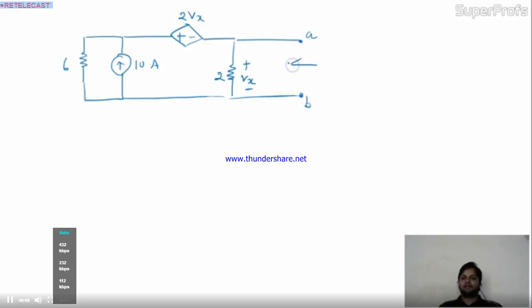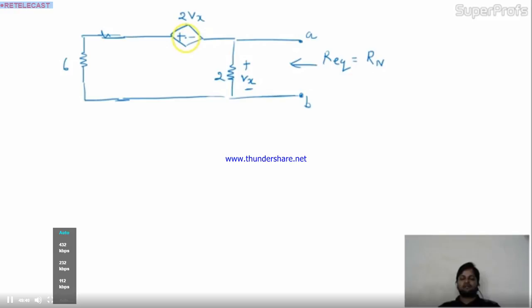The procedure to find out the R equivalent is to turn off the independent sources, if any. Yes, I have one independent source. Here I have a current source. How to turn off the current source? By opening it from the circuit. Is it okay? There is no current now. I hope it's clear now. Sorry, this is directly connected. Fine. Now your task is to find out Rin.